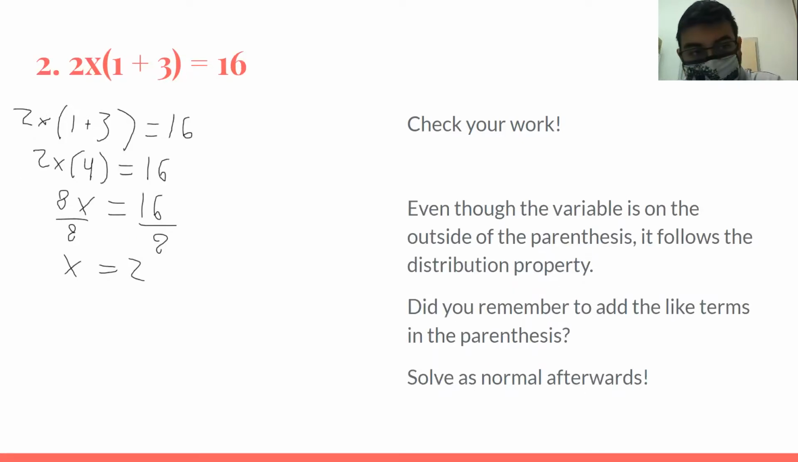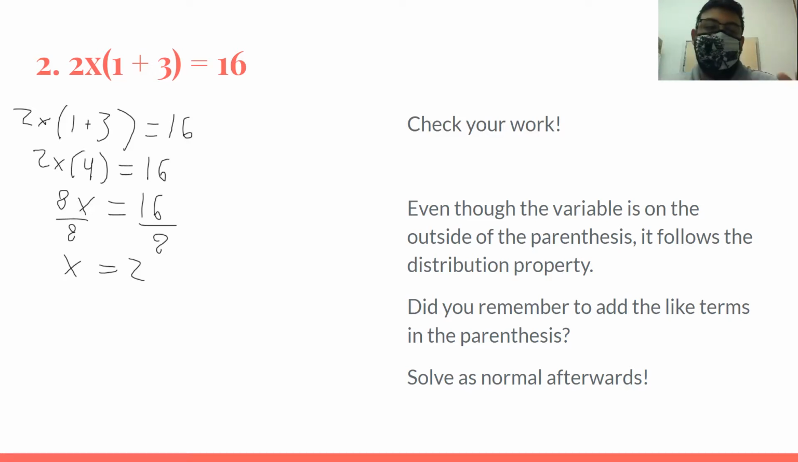Number 2, 2x times (1 plus 3) equals 16. Check your work on this one if you did it. You're combining like terms first. Whatever you see in the parentheses, you got to do that first. So if you can do it, you got to solve it. 1 plus 3 is 4. So even though the variable is on the outside, you're not going to distribute it yet. You're going to work on what's inside the parentheses. So 1 plus 3, that equals 4. So the equation now turns into 2x times (4), and then it equals 16.